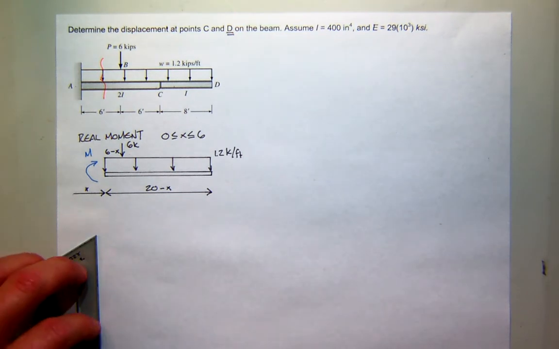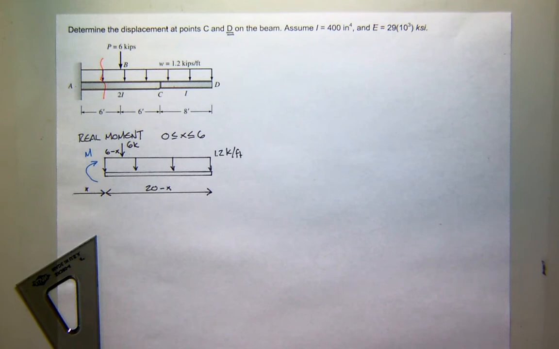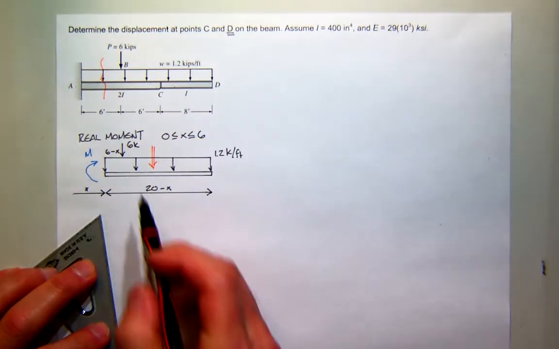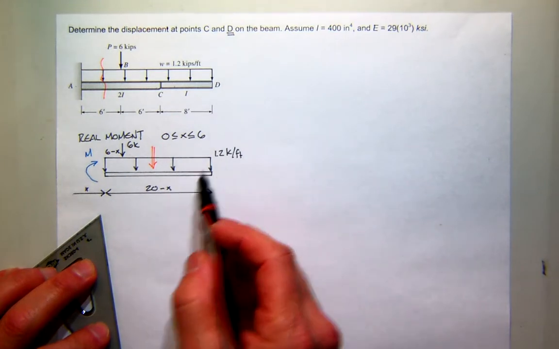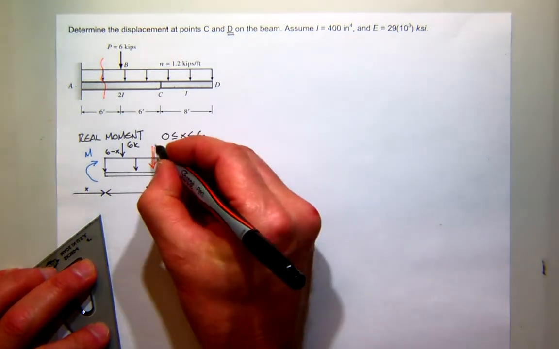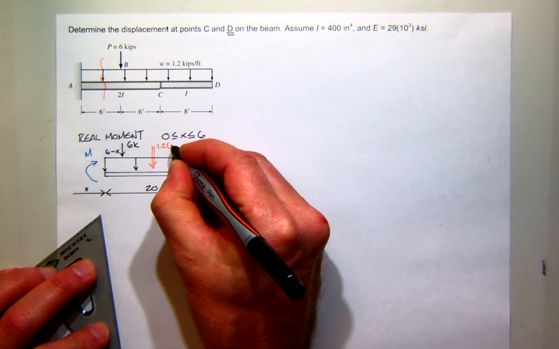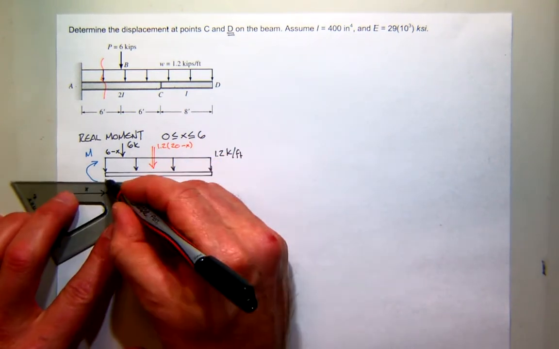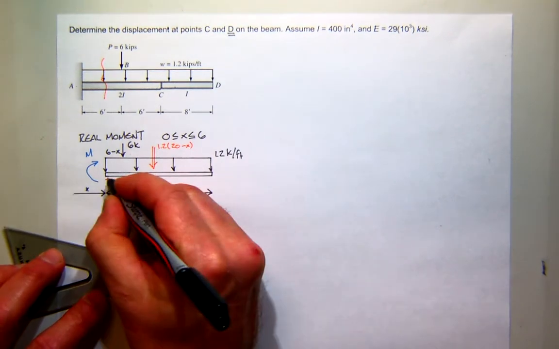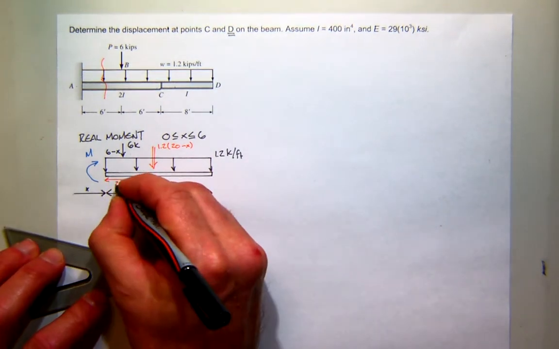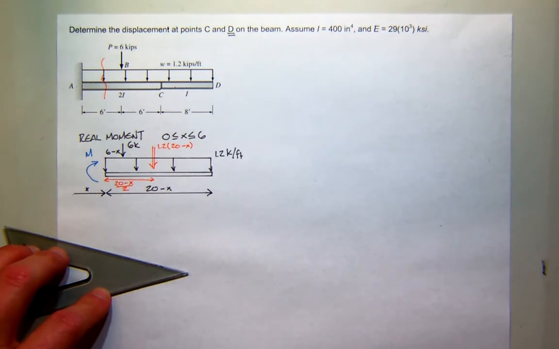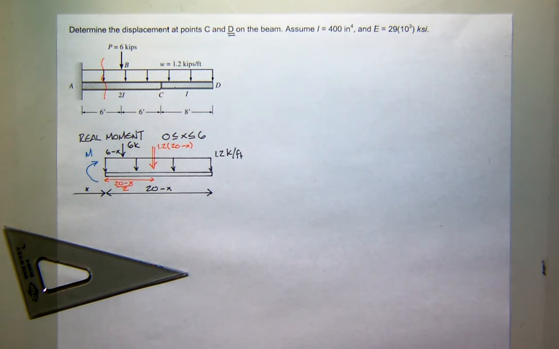I'll go ahead too and also find the concentrated equivalent of my distributed force. So what's the area under the curve is 1.2 times 20 minus x. And of course, then the distance is what? 20 minus x over 2. I kind of squished it in there. I'm sorry for that. Everybody see all the information?